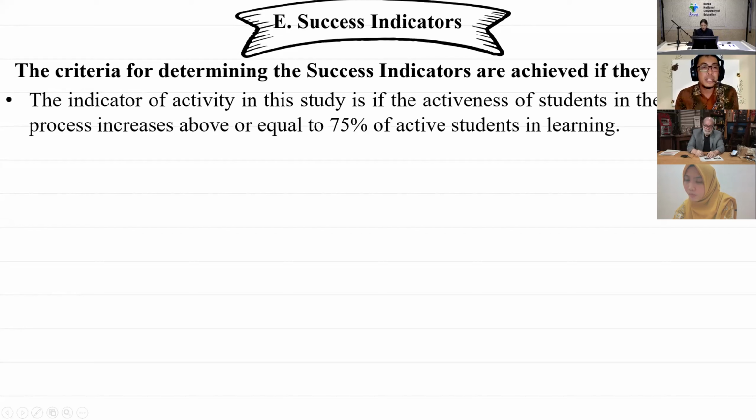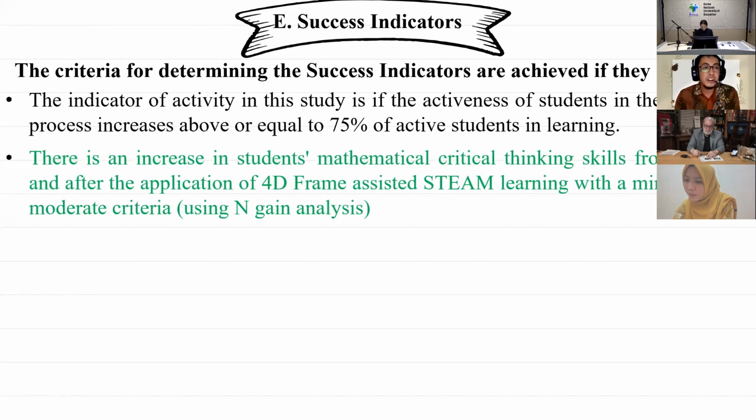Number one, the indicator of activity in the study is that the activeness of students in the learning process increases, reaching at least 75% of active students in the class. And the second, there is an increase in student mathematical critical thinking skill between before and after the application of 4D frame assisted STEAM learning, with a minimum of moderate criteria using the N-gain analysis.